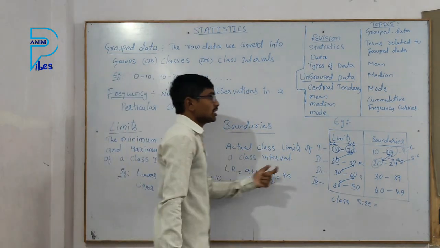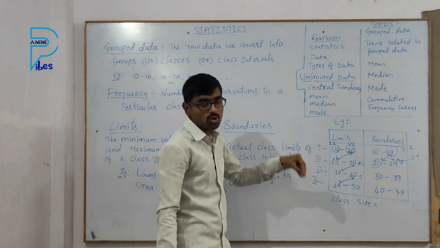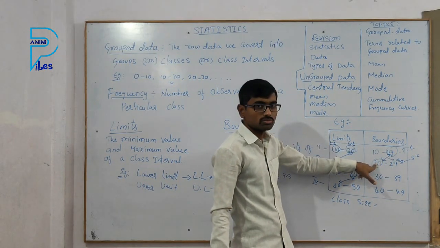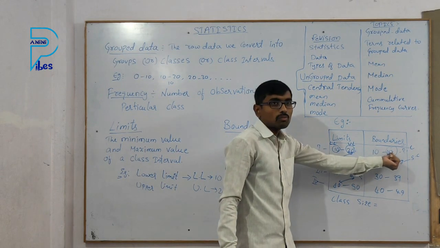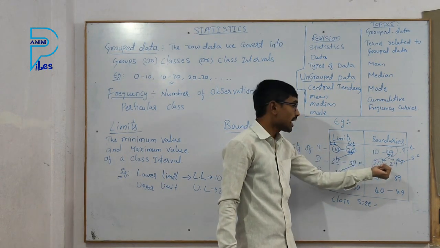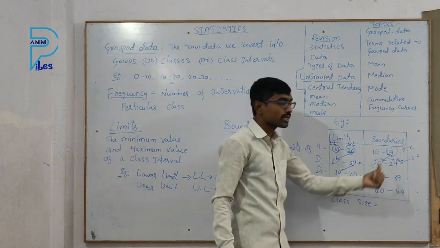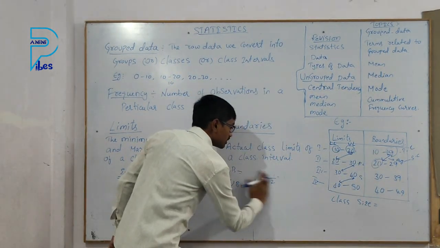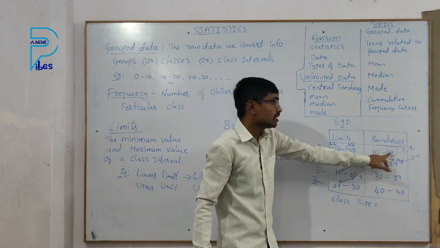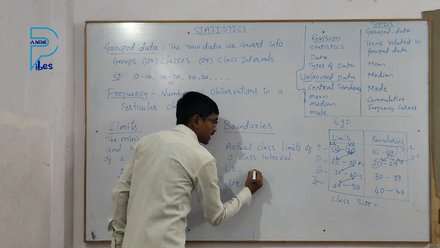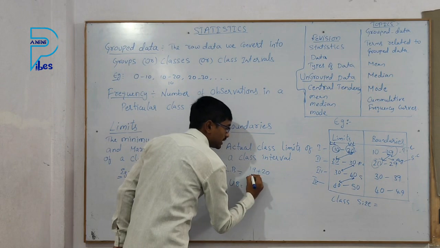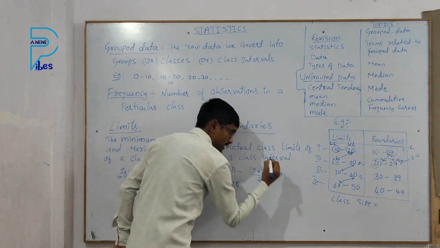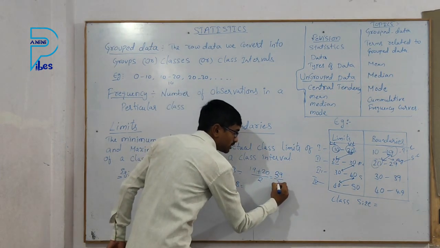So now to convert these into normal limits, I am finding the average of this both. This is the maximum value of the preceding class interval and the minimum value of the succeeding class interval. So here I am taking the average of this both: 19 plus 20 divided by 2. So here I will be getting 39, 20 plus 19 is 39, divided by 2.